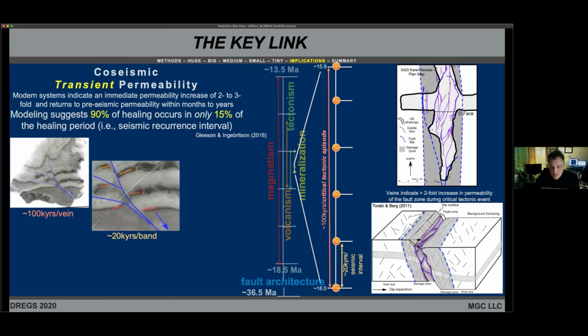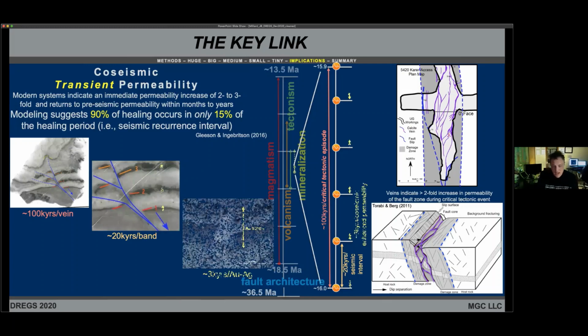Then those bands themselves are actually recording the recurrence interval of large earthquakes at roughly 20,000 years. And that band history we see in the photomicrograph is actually preserving that peak in coseismic permeability. If we just did the rough numbers, that would last for about 3,000 years post-rupture.